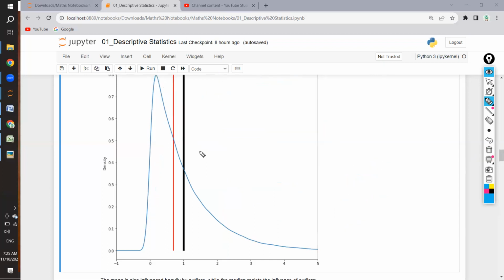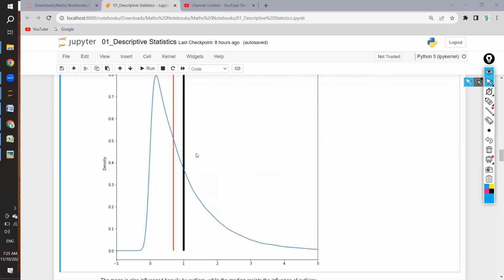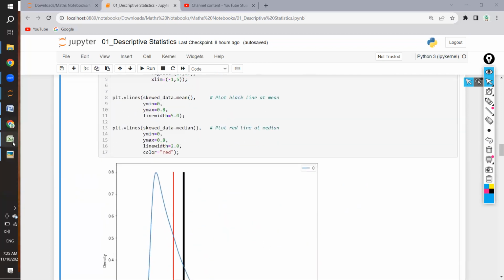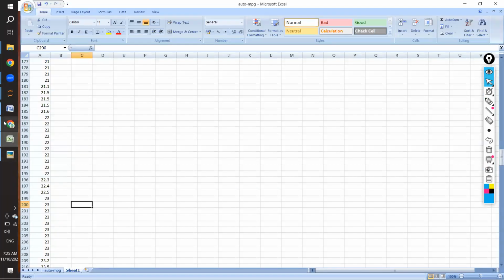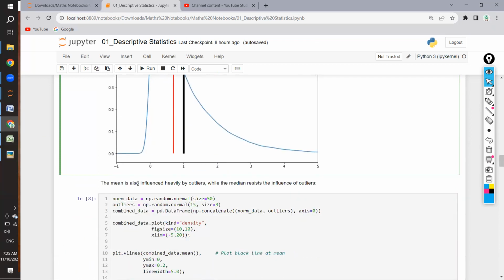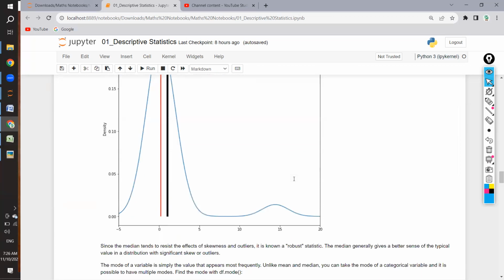The shift of the mean will always be greater, due to the skewness. If it is to the left side, that is called negative skewness, and the mean will get shifted in that direction. So by this you can practically observe the statement we made, from what we were discussing yesterday. You can see the theory and also the practical example. As you can see, the mean is heavily influenced by outliers, while the median tries to resist the influence of outliers.